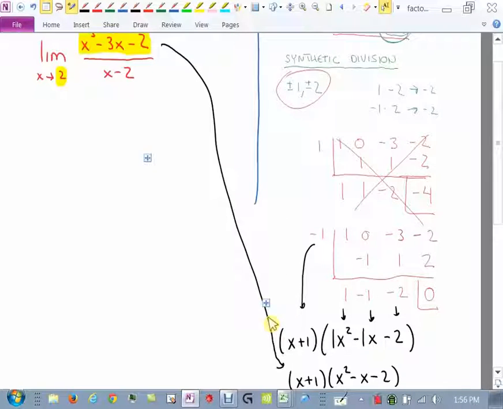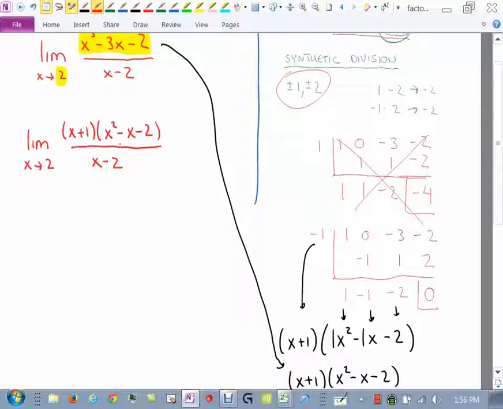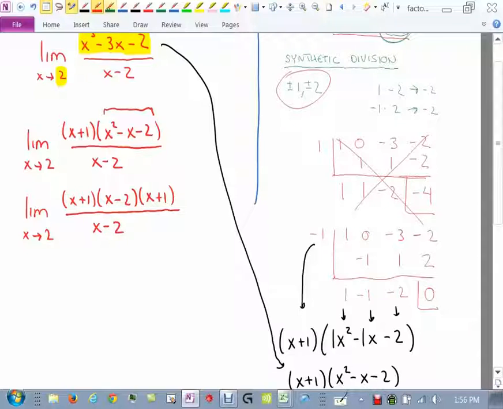So what I can do now is rewrite this. Limit x approaches 2. I have the top is x plus 1 times x squared minus x minus 2, and then over x minus 2. Now at this point, I haven't really done anything that's going to help unless I realize that this is now a quadratic and that can factor even more. So assuming you can factor quadratics quite easily, you'd realize that that factors to be x minus 2 times x plus 1 all over x minus 2. And hopefully you see what happens here. We have a common factor, and those can cancel. So now what we're left with is just limit x approaches 2 of x plus 1 times x plus 1, which is x plus 1 squared.